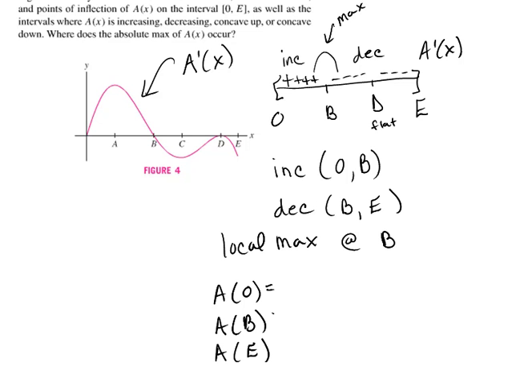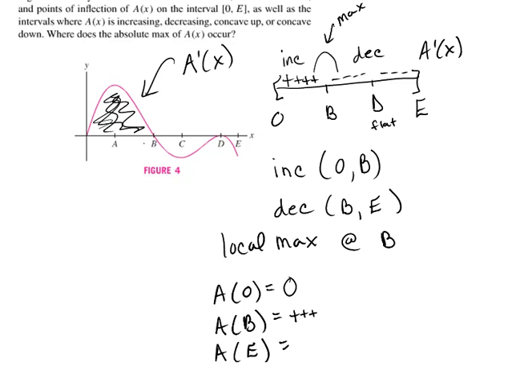Now remember, A is the cumulative area function. So at 0, you haven't gotten any area yet, so it's just 0. Now at b, we've got all of this area. We don't know what it is, but we know it's positive. And what we want to do is compare the cumulative area at b to the cumulative area at e and see which one's bigger, because that one's going to be the absolute max.